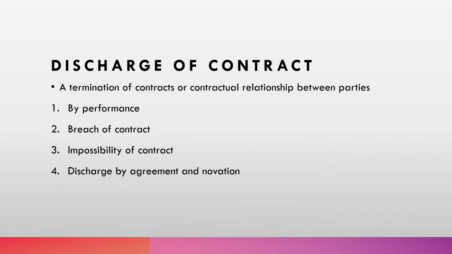Then next is discharge of contract. What is discharge of contract? It means a termination of contracts or the contractual relationship between the parties. Where the contract is going to end, that is called discharge of contract. When it is going to be discharged, first is by performance. By performance means when both parties have fulfilled their promises. If a person had to deliver some goods to another place and has delivered them, then both parties have performed their duties as per the agreement, as per the contract. So when they perform their duties, it terminates the contract.